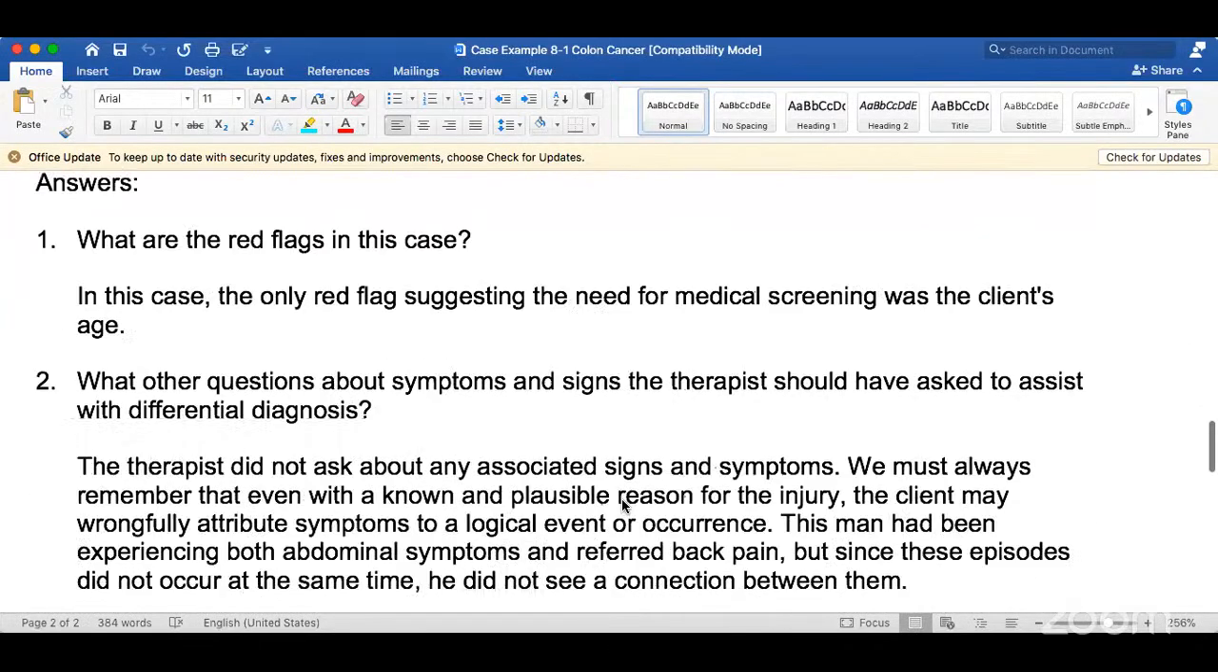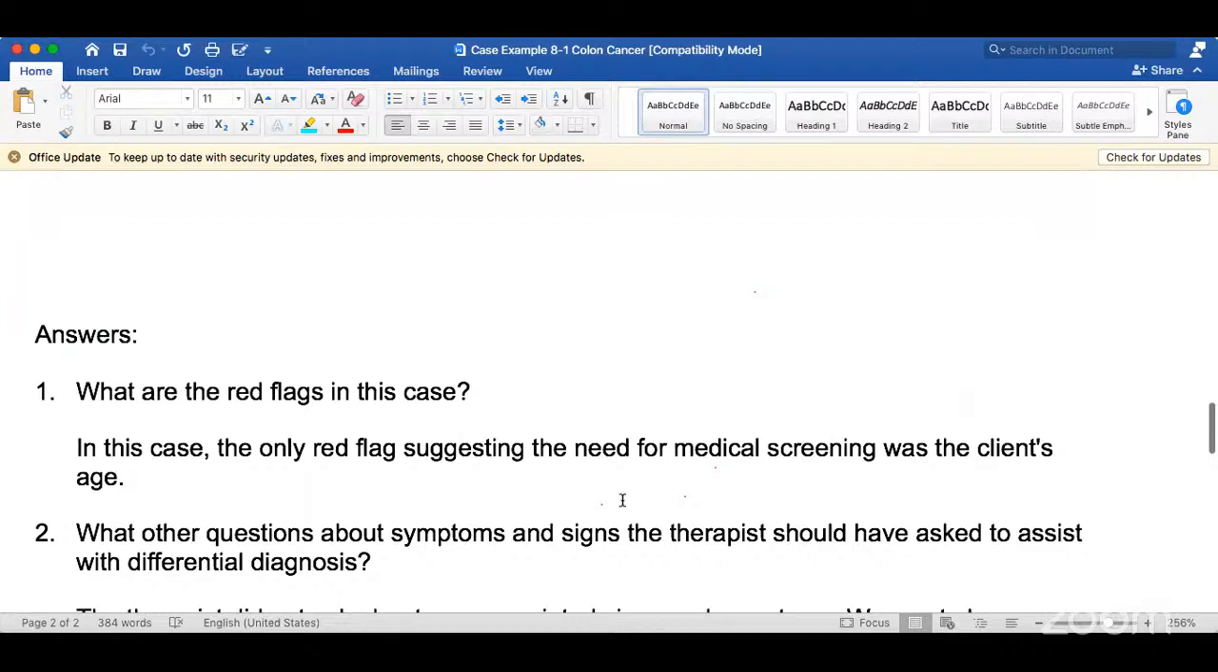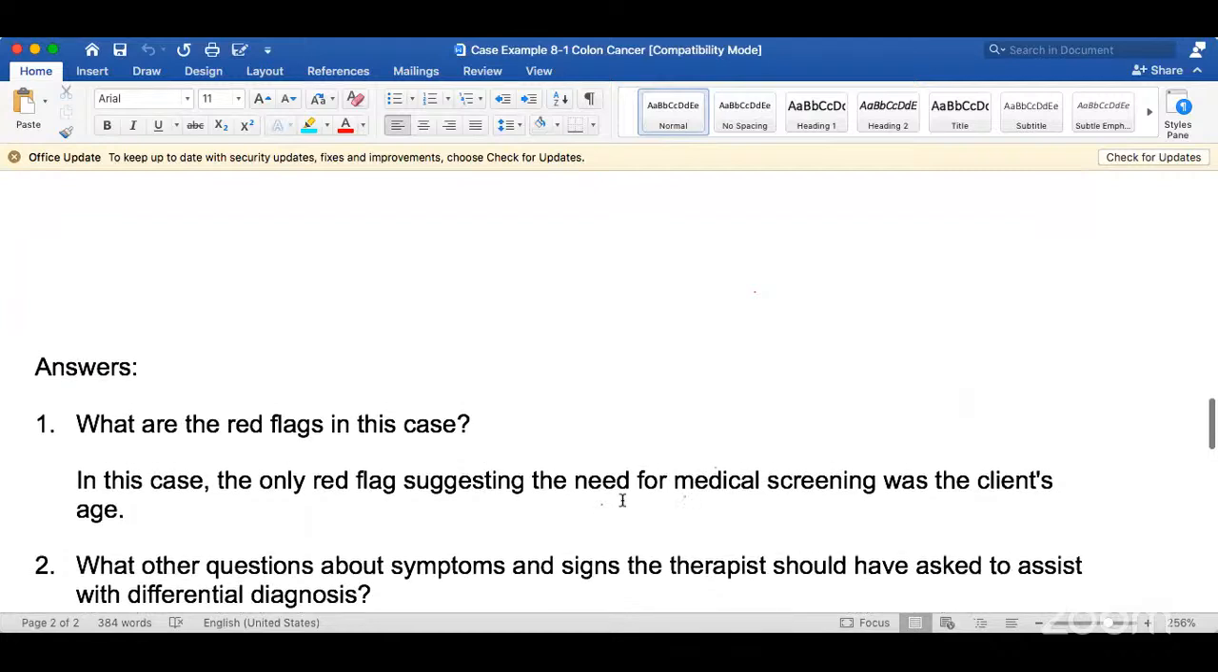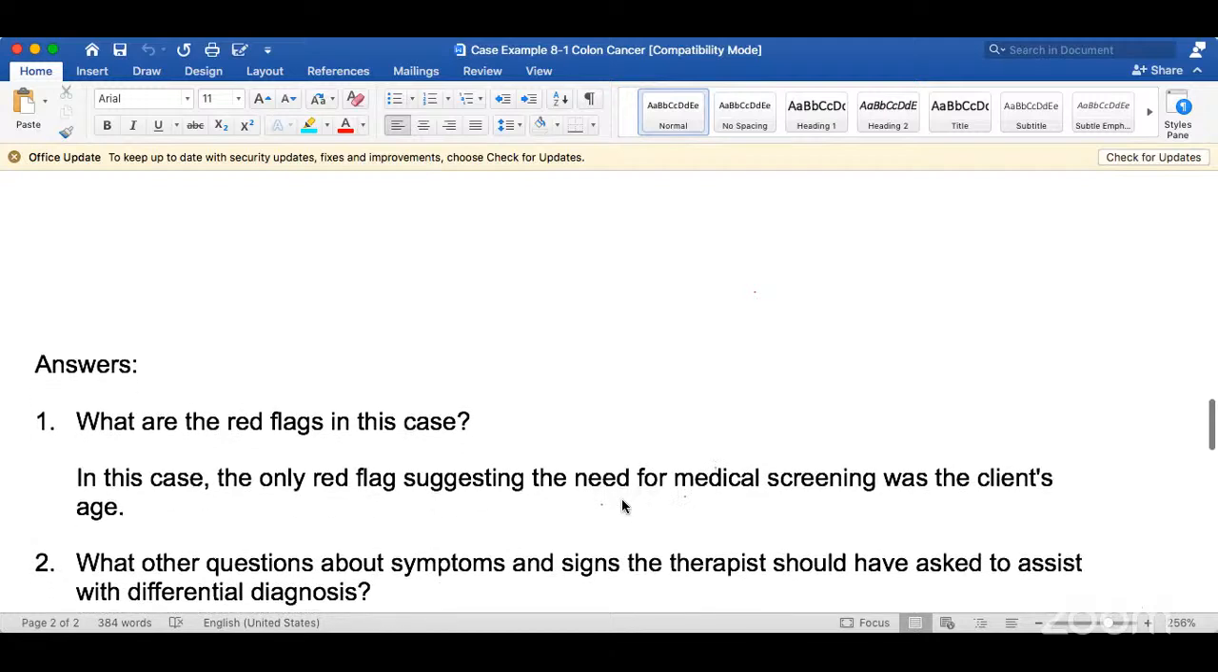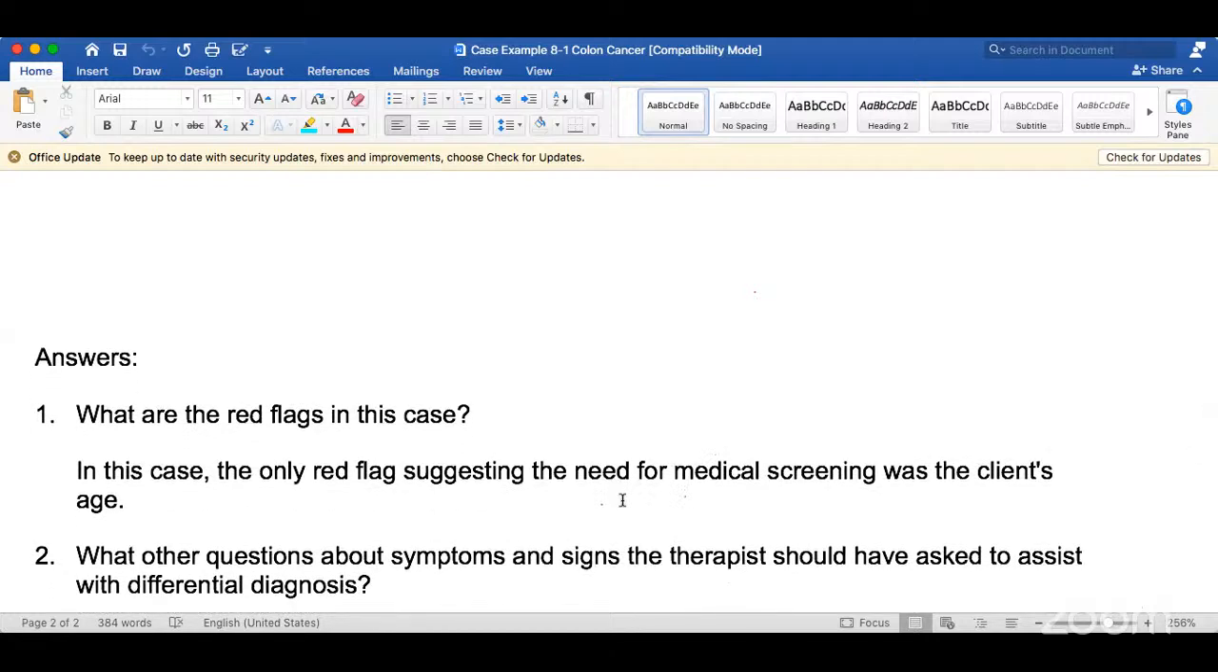Okay. So can someone help us read the answers? The answers we have, number one. Go ahead. Okay. What are the red flags in this case? In this case, the only red flag suggesting the need for medical screening was the client's age.